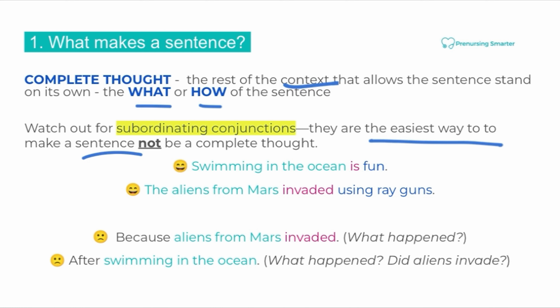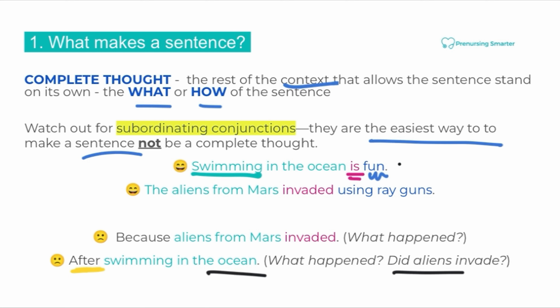We have our usual sentence here. Swimming in the ocean is fun. Swimming is our simple subject. Is is the verb. And what is it? It's fun. So grammatically, swimming is fun is a complete sentence. Now, if we add in right down here, after swimming in the ocean, this after is a subordinating conjunction, and I don't know what happened after. Did aliens invade? Did I go get a hot dog or did I go get a margarita? I don't know, but I have no context. So this is not standing on its own.